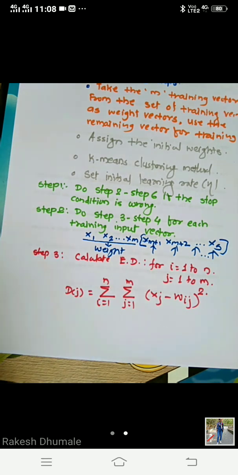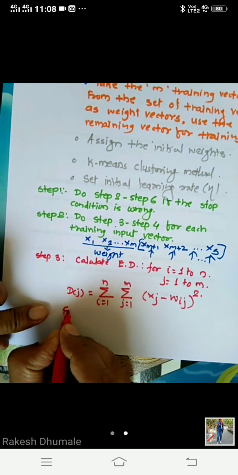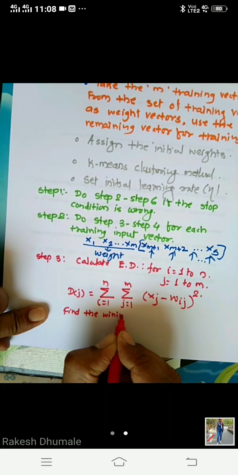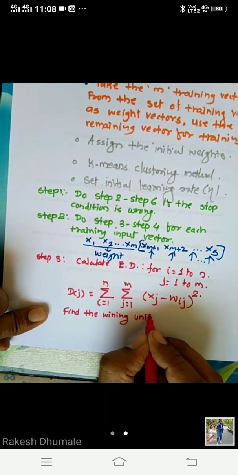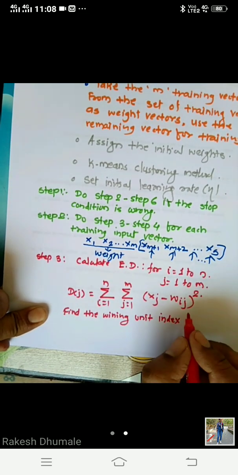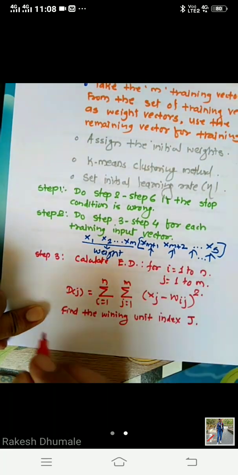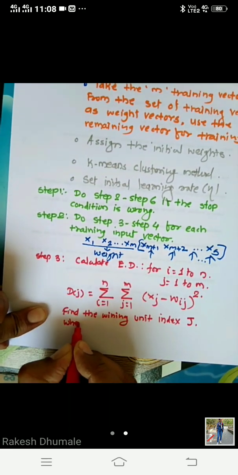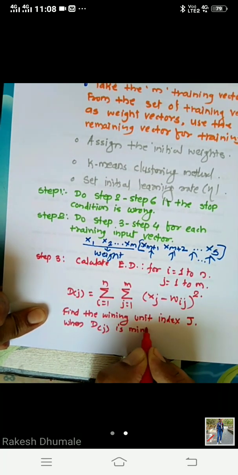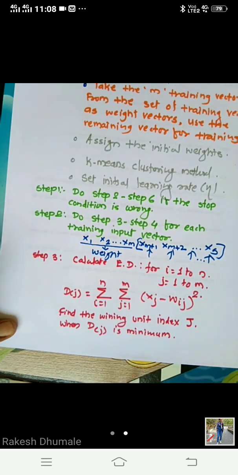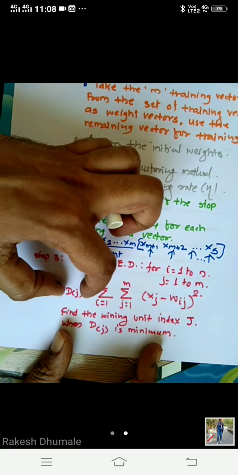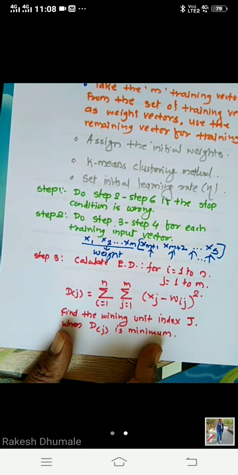Then find the winning unit index j when dj is minimum. Are you getting this one? How to calculate the winning unit? The winning unit is calculated by using this dj. If dj is minimum, then this is the winning vector.